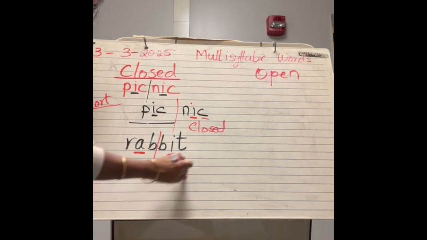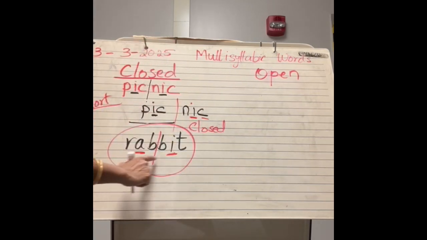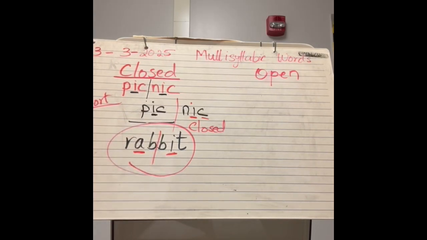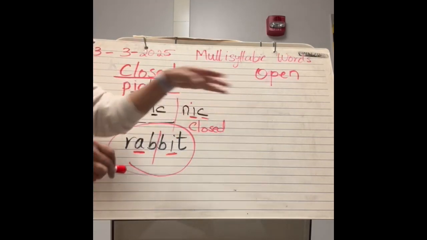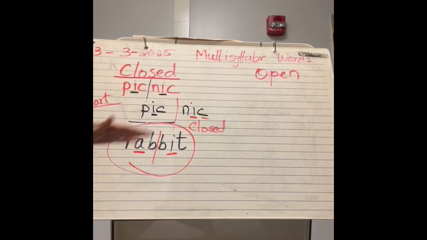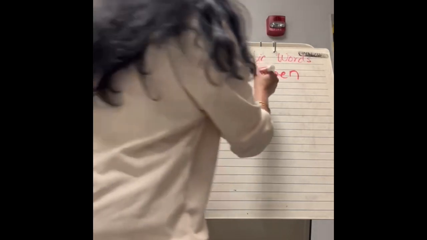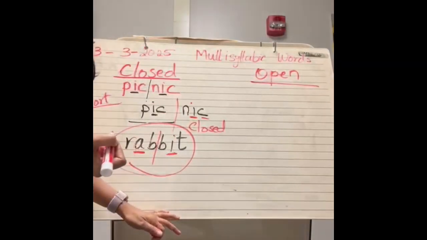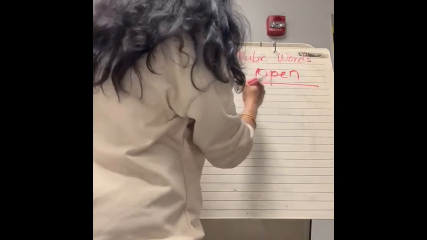Okay. So rabbit. This is 2 closed syllables here. So when we say the syllables, what do we do? Rabbit. It has 2 syllables. All right. Now let's move on to learn what an open syllable is. Now, open syllable.